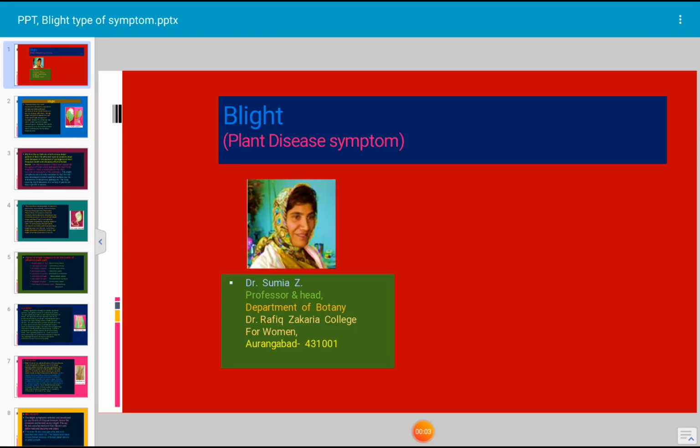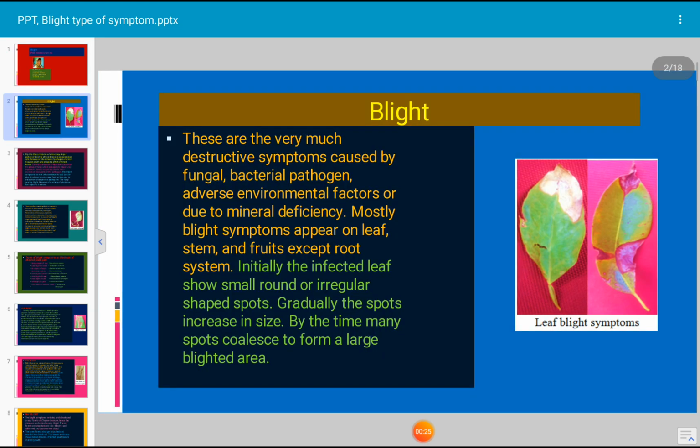Today's topic for discussion is description of plant disease symptoms. And today's symptom for discussion is blight. Blight is a symptom which is caused by different types of plant pathogenic organisms as well as non-parasitic factors. Let us see the details.